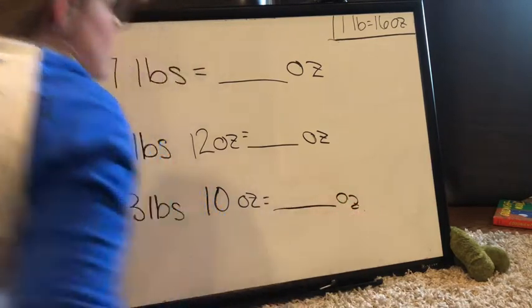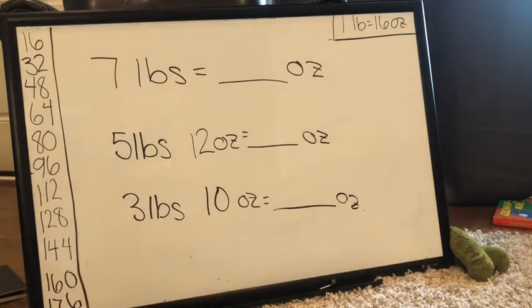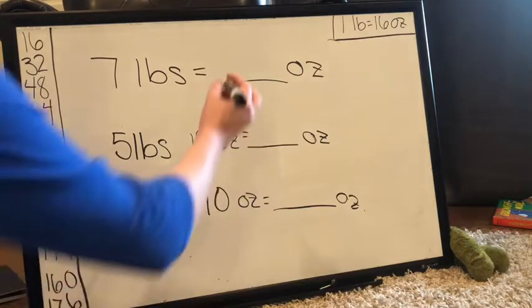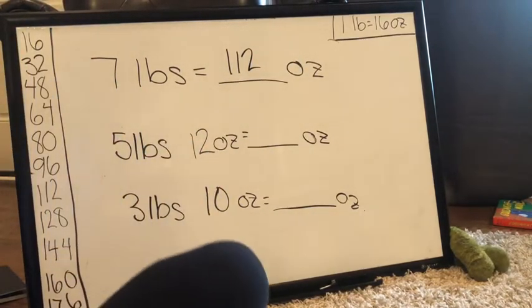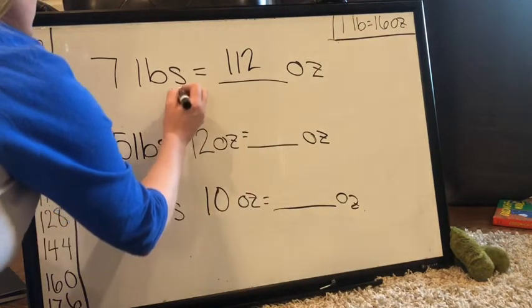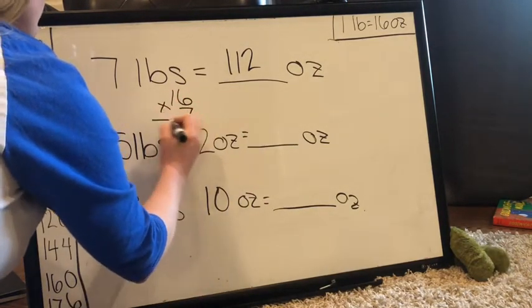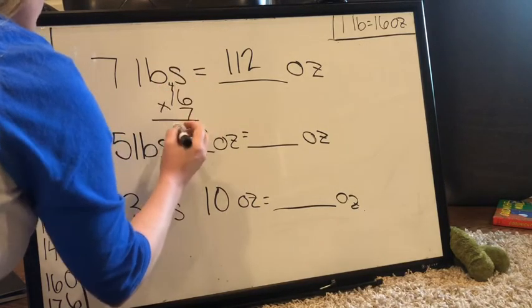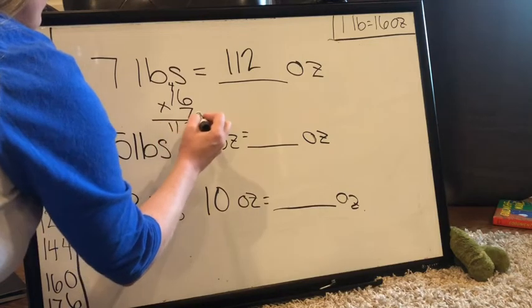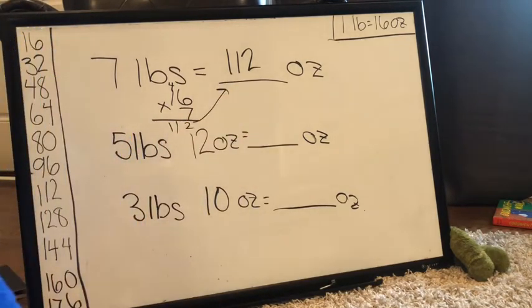Now, the first one's very simple, especially because we already have our cheat sheet written out, right? So we can just go 1, 2, 3, 4, 5, 6, 7, and we know that 7 pounds is 112 ounces. If you decided not to do a cheat sheet, you could do 16 times 7. 7 times 6 is 42. 7 times 1 is 7, plus 4 is 11. It's a great way to check your work. It's also a great way to find the answer.